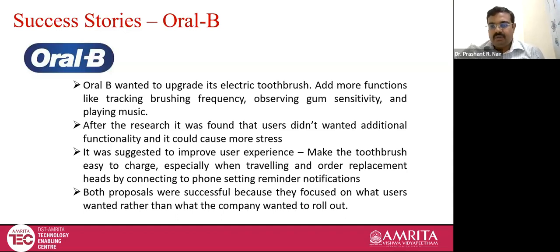Another example: when you try to make things very complex, sometimes they don't work out. Oral-B had an electric toothbrush. Many people don't use electric toothbrushes, but some people do. They added so many gizmos and too many functionalities into it, like brushing frequency, observing gum sensitivity, music, and all these things. But they did a test, a design thinking process. They looked at the users and found out that none of the users wanted any of these functionalities.